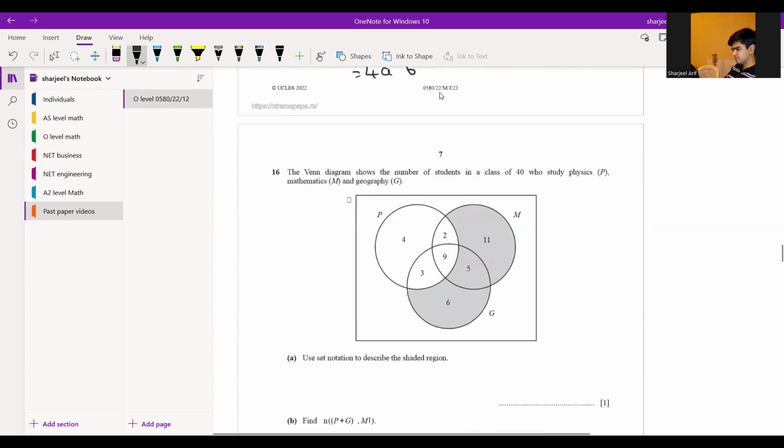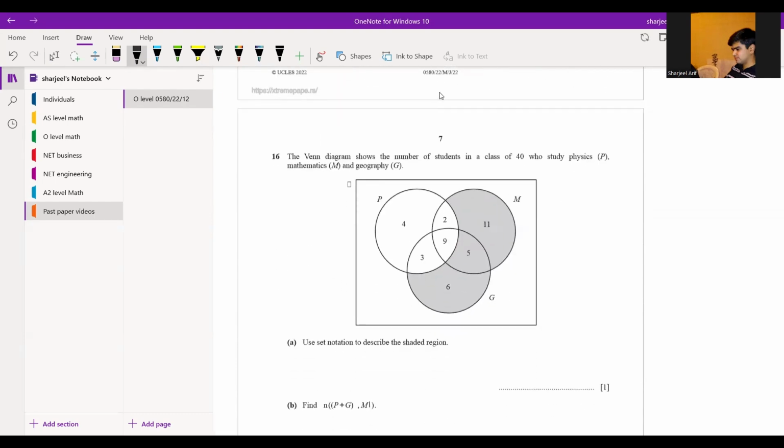Okay, for 16 part A, we have to use set notation to describe the shaded region. So we have to find the common values which are not including p. This means p complement is the part of the diagram. So p complement represents the universal set minus all the values of p. So p is excluded, and we will write p complement as part of the solution.